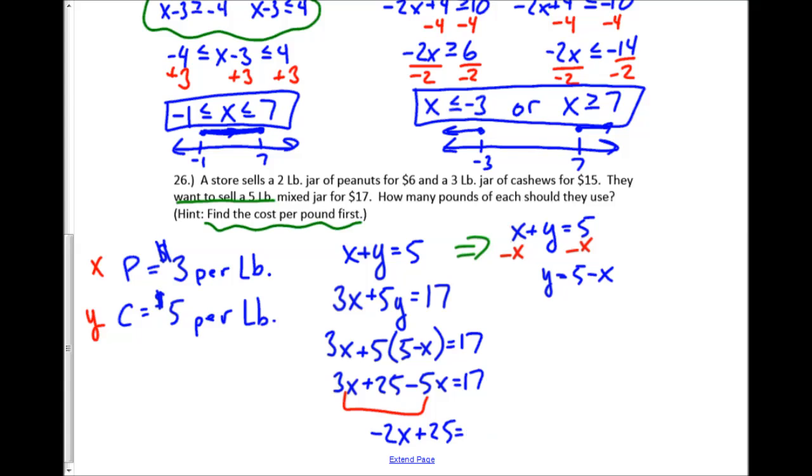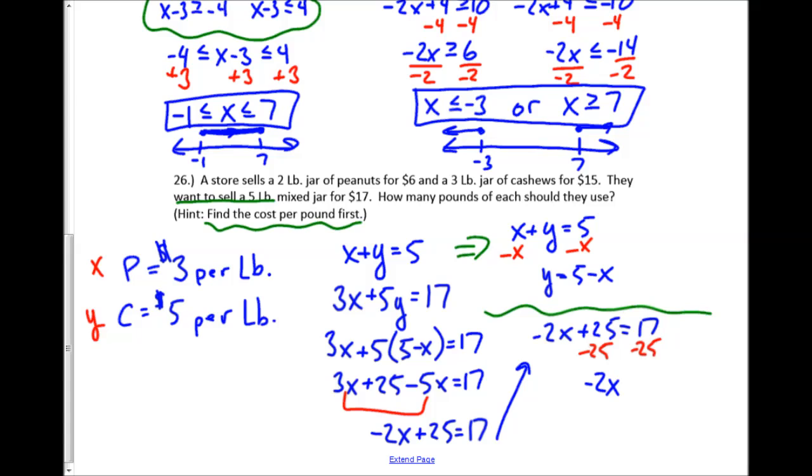Let me section this off. So if I bring that up here to finish solving it, the negative 2x plus 25 equals 17. I subtract the 25 from each side. So I got negative 2x equals negative 8 divided by the negative 2. And now I finally have my pounds of peanuts. So there's 4 pounds of peanuts.